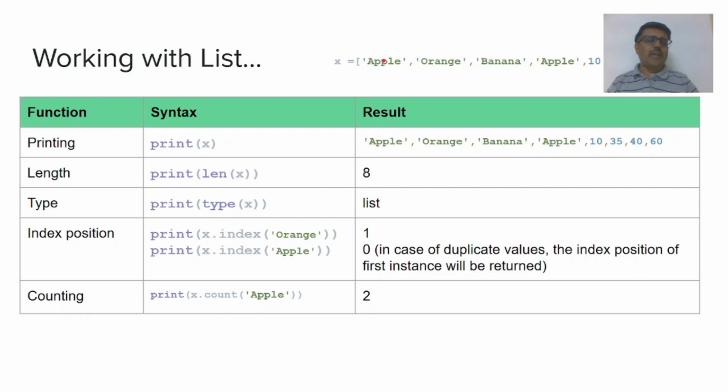And then finally, suppose you want to know how many times a particular item exists in the list. For example, here apple exists two times, so it will show you two. So these are some examples you can see here. Let's quickly try it and then we'll come back to the other session.